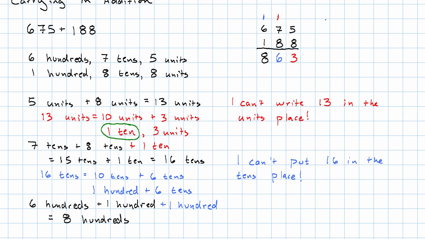This step again is called carrying, or sometimes renaming. That word renaming refers to the move that we make when we say 10 units is the same as 1 ten, 10 tens is the same as 100. So this idea that a number represents a count of something is still helpful to us when we go on to try to understand the slightly more complicated process for adding large numbers.